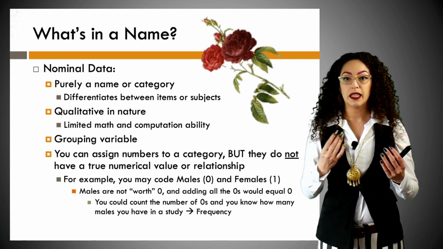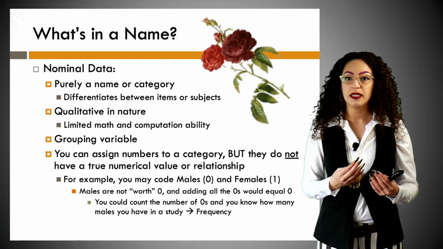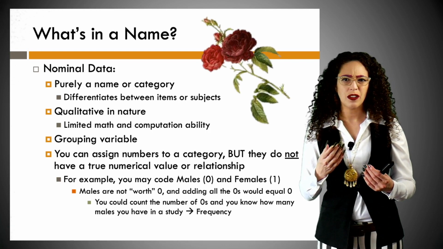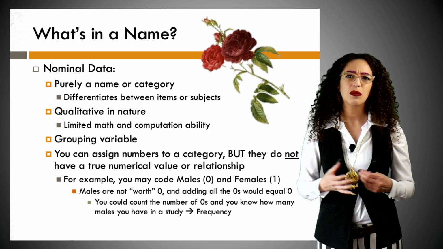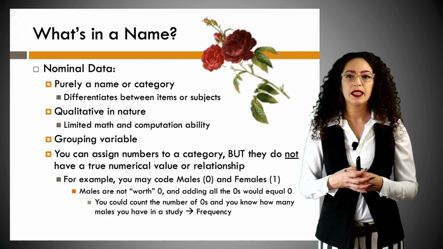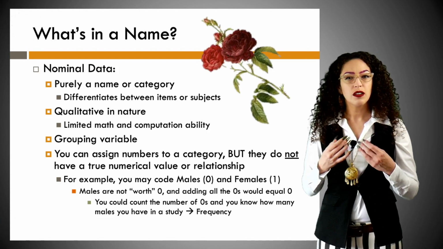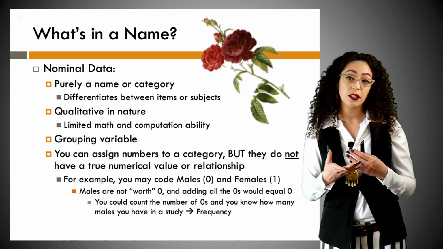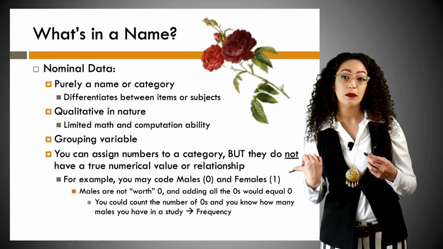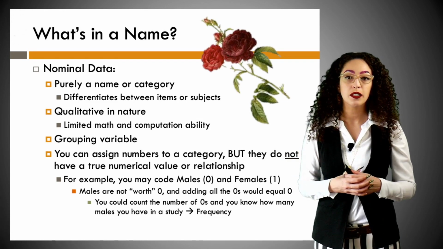Now this does not mean that a male is worth 0 and a female is worth 1, and it doesn't make sense to subtract one female from one male and get a -1. That wouldn't actually mean anything. They're really just labels, but we're using digits as these labels. You're limited in the type of mathematical operations you can do on them, but one thing that you can do is add up how many times you saw ones or zeros, and you'll know how many females and how many males were in the group.